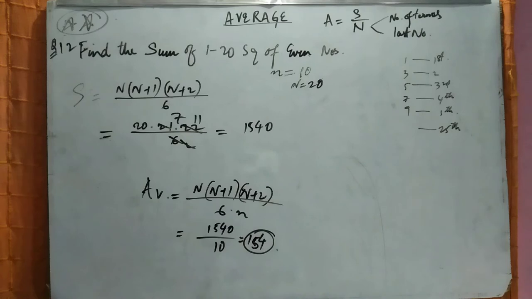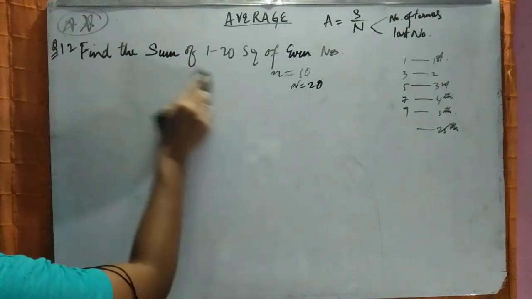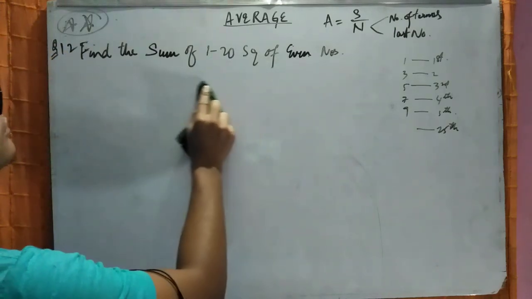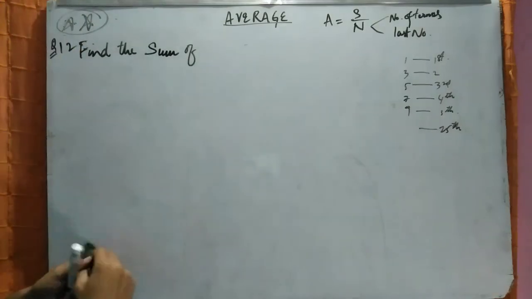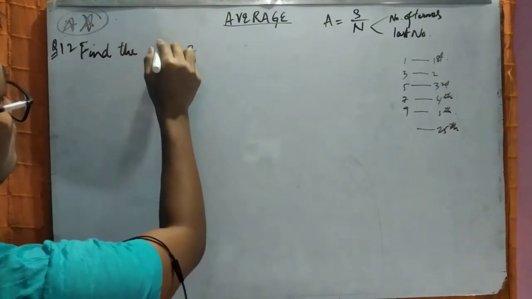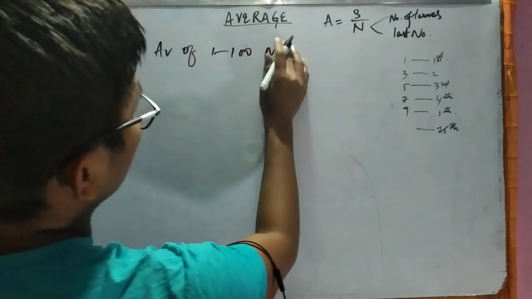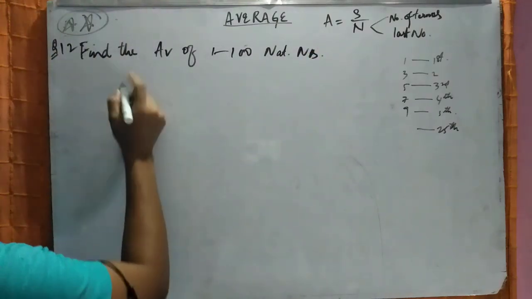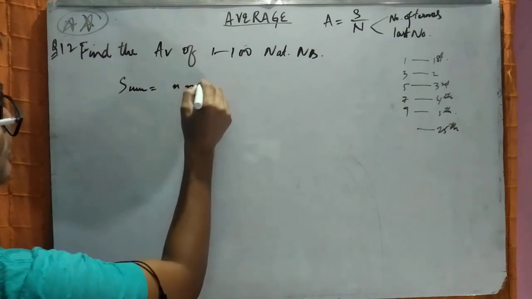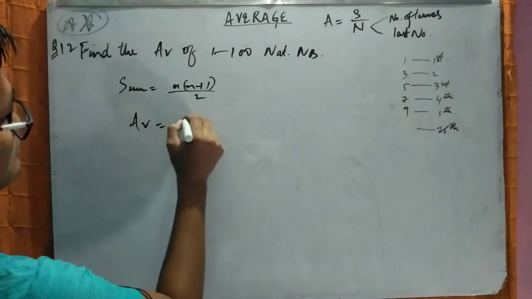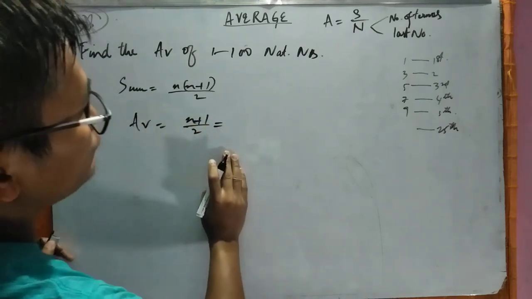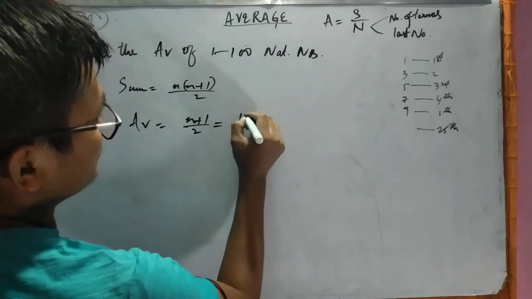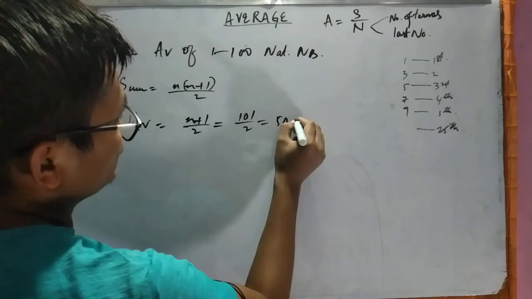Find the average of the first 100 natural numbers. The sum formula is n(n+1) divided by 2, so the average formula is (n+1) by 2. For the first 100 natural numbers, n is 100, so 101 divided by 2 is 50.5.